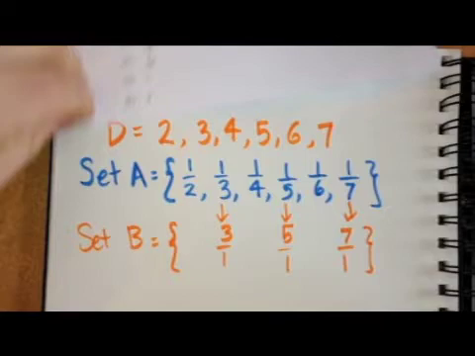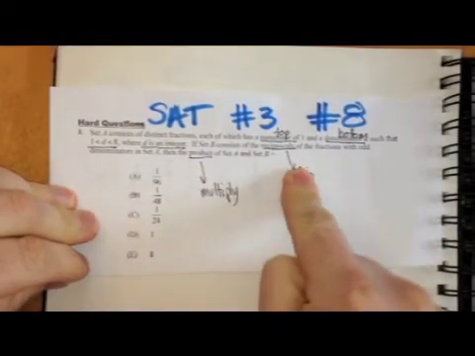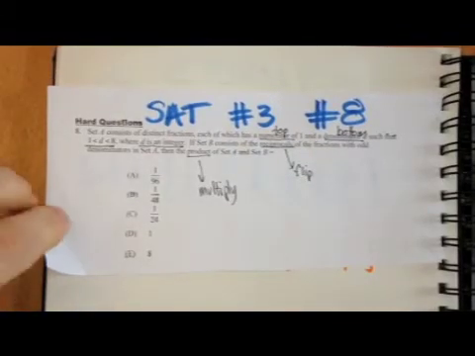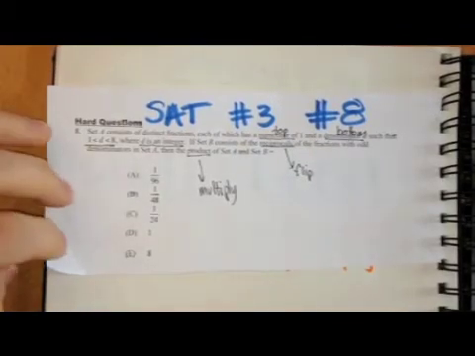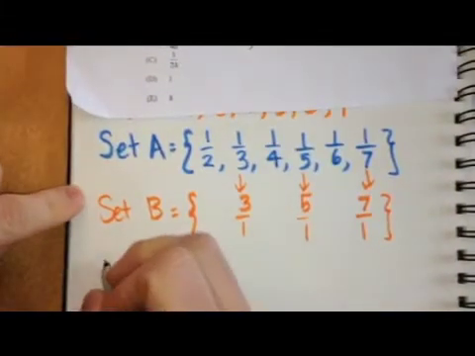Next, it says, what is the product of set A and set B? That means we need to multiply them together. That's a long list of things to multiply, but there must be something that's going to happen along the way to simplify things. Let's see.